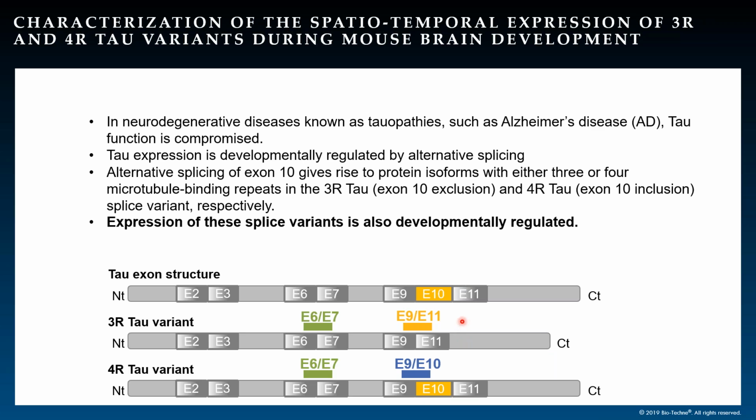So the two main probe pairs that differentiate between the 3R and 4R variant are these two, the ones marked in yellow and blue. Since the 4R tau has the exon 10 and the 3R tau has the exon 10 repeat missing. As a result, the 911 probe will only identify the 3R tau, the 910 probe will only identify the 4R tau, whereas the 67 probe will identify both the 3R and 4R tau.